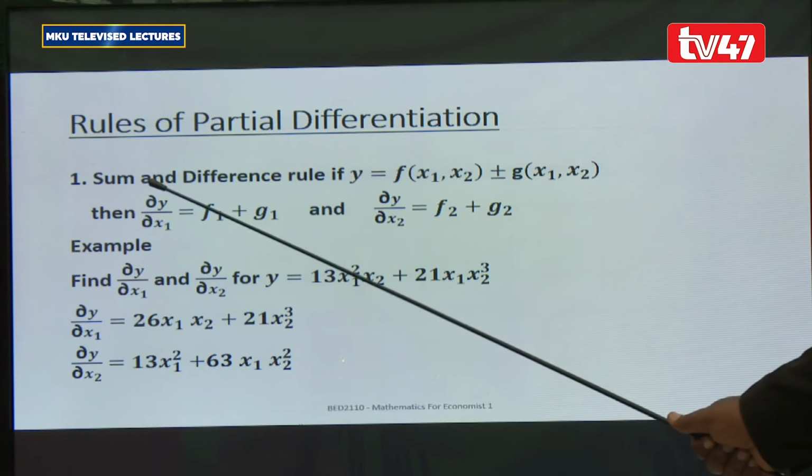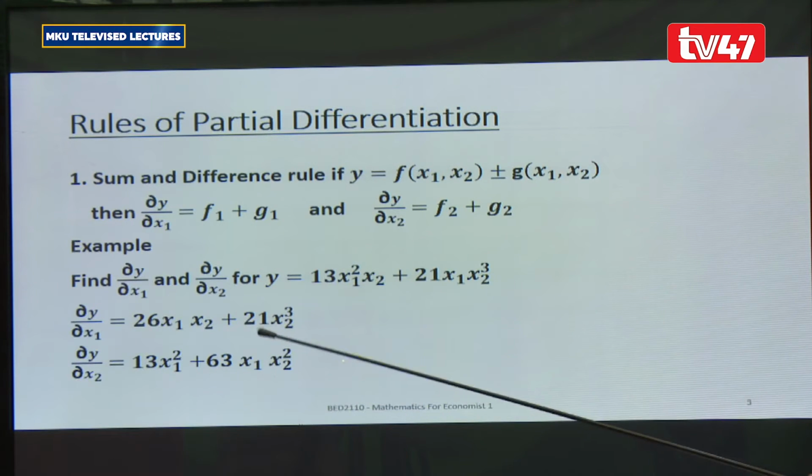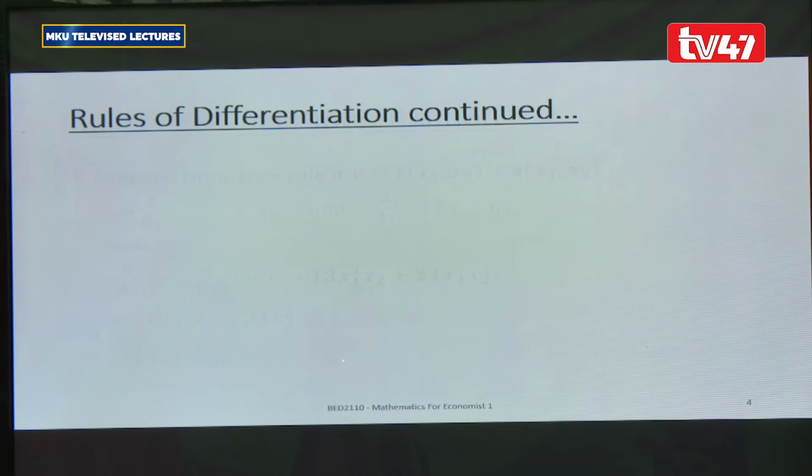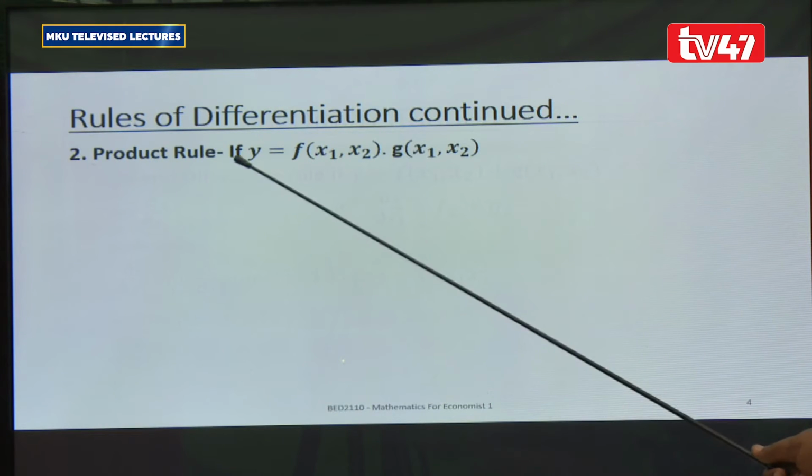So we have combined both the sum and the difference. If it was a negative here, then we would have that represented by negatives. Now, rule number 2 is what we call the product rule.